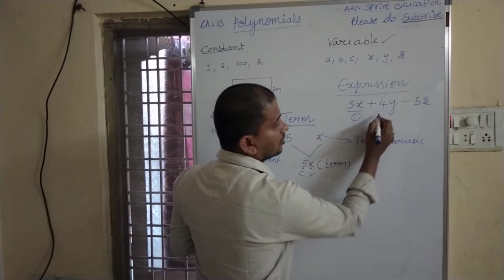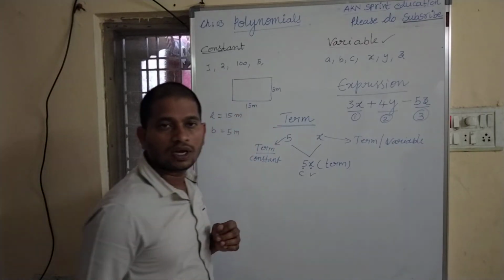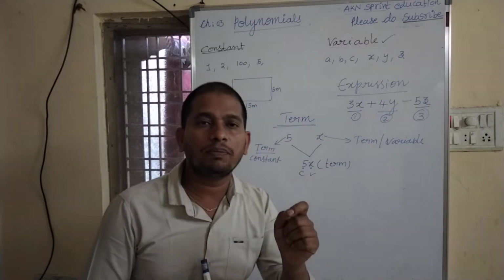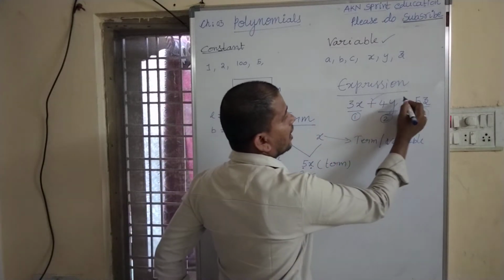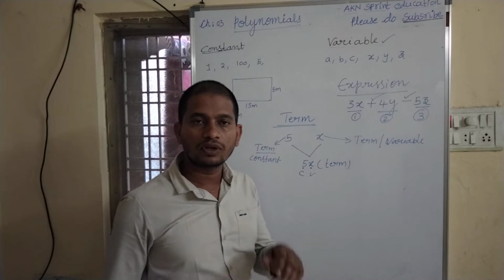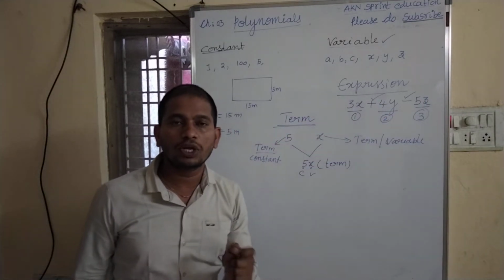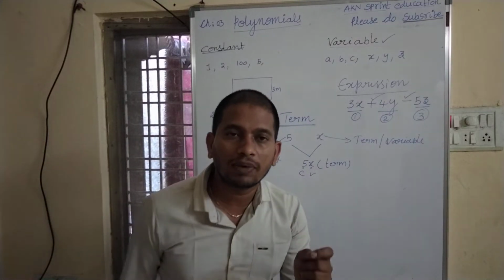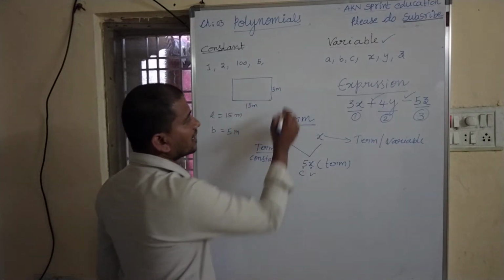One term, 4y is another term, and 5z is the third term. When two or more terms are connected by the symbol either plus or minus, then that is called an expression. Got it? What do you mean by expression? When two or more terms are connected by the symbol either plus or minus.